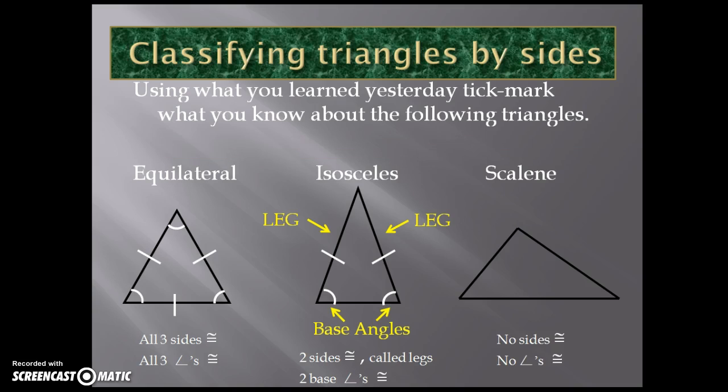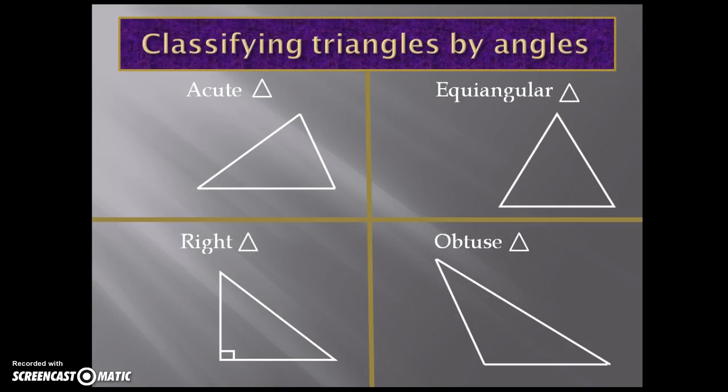Next we have scalene, so there are no sides that are congruent. There are no angles that are congruent. If you decided not to tick mark this, I understand that, but if you did, you would tick mark each side with a different amount of slashes. Now we're going to classify triangles by angles. As you see, we have 4 different types here. We have our acute triangle, our equiangular triangle, our right triangle, and our obtuse triangle.